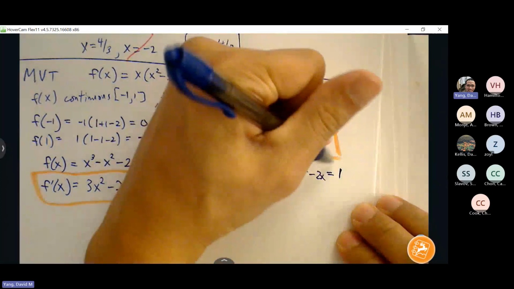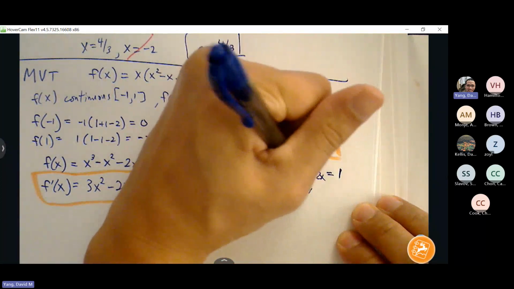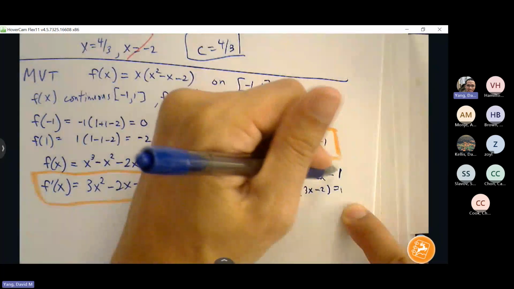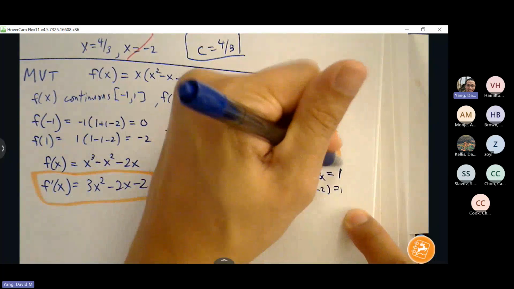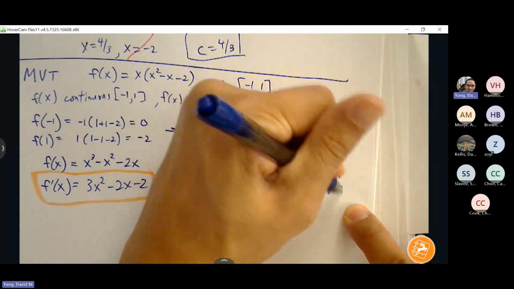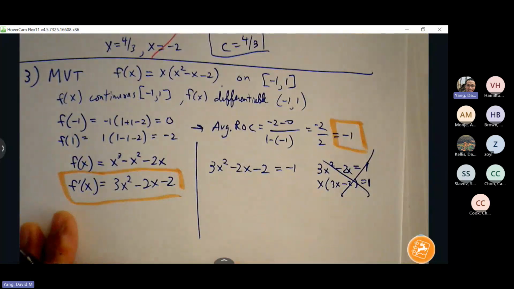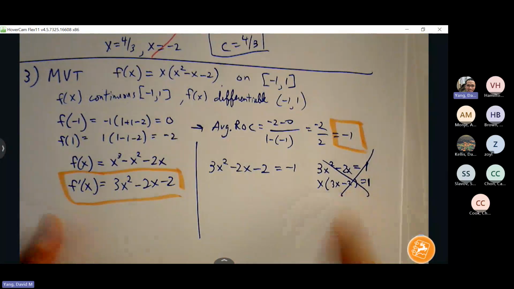I know it feels easier to just do it this way, but you're not going to get the right answer. Okay, this process is not going to work unless there's a 0 showing up. So we've got to move everything over to the left side first and then factor. Can't do that.